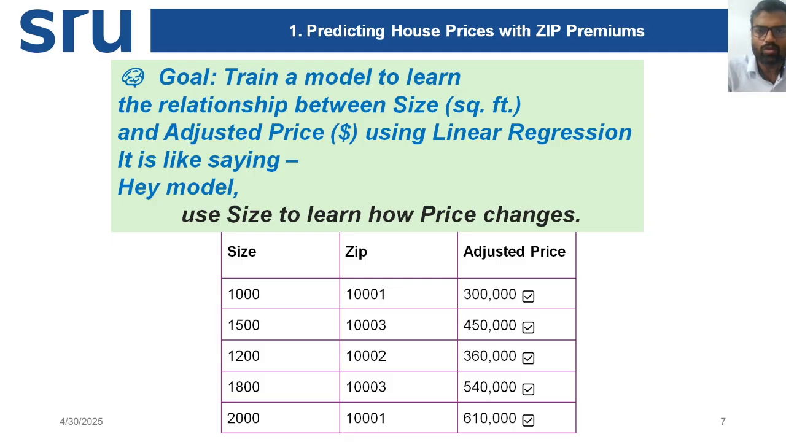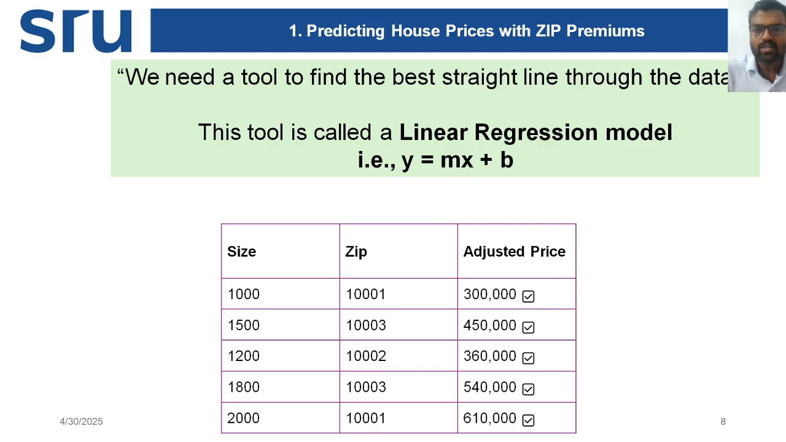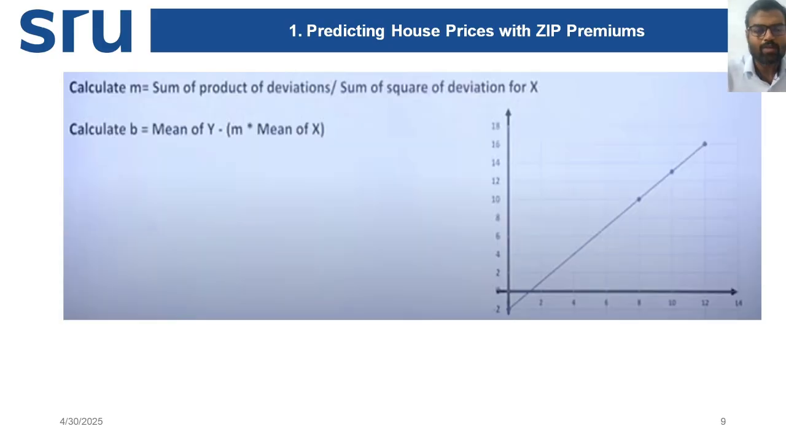Let's see how we are going to find out. I'm just saying that we have to fit our data into one line, y equal to mx plus b, right? In that we know x, obviously size. We need to find out m and b. To find out m and b, we have two formulas. M, the slope of the line, is equal to sum of product of deviations divided by sum of square of deviations for x. In your exam or interviews, if you solve any kind of numerical problems, you need to remember these things.